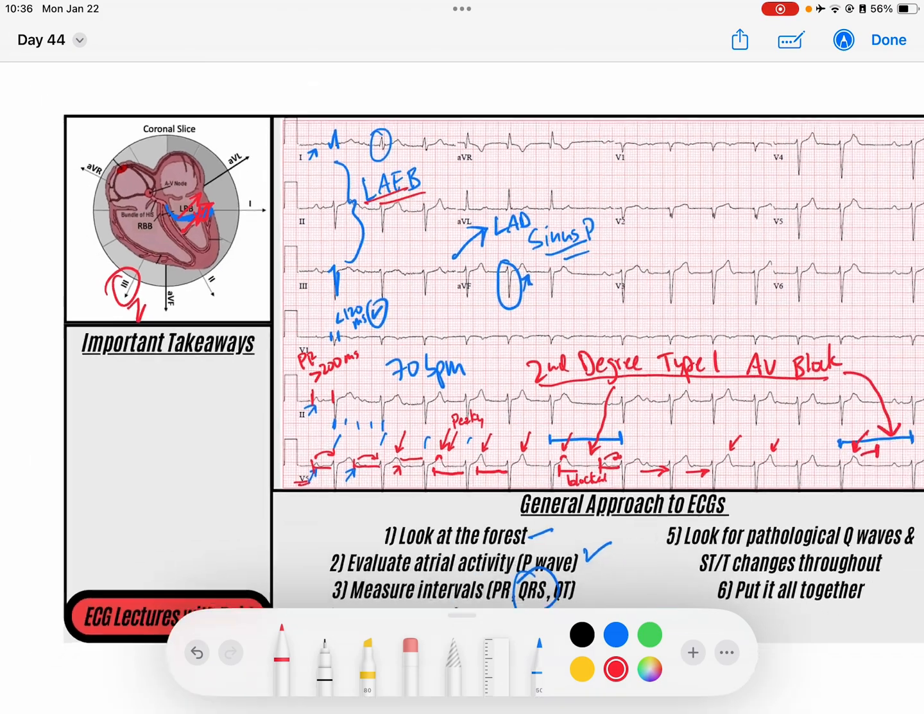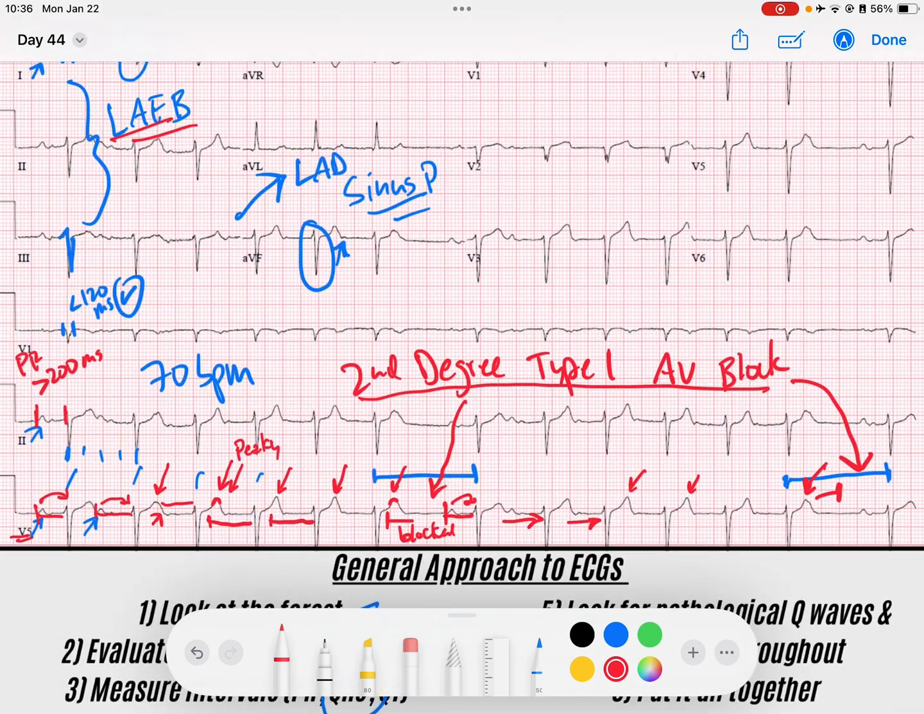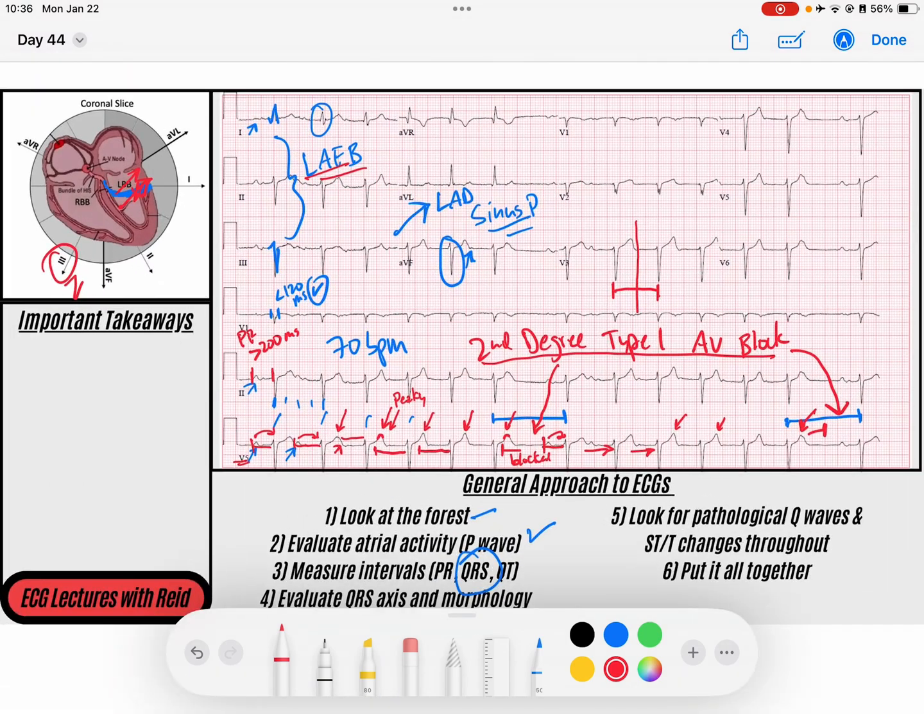The next thing we're going to look at is our QT interval. I like to just eyeball it. We go from QRS to QRS, and midway between, I want to make sure my T wave ends by the midway point, which it does, so I can eyeball and say my QT interval is appropriate. Let's put that all together. What is this EKG's diagnosis? We've got a sinus rhythm at a rate of 70 beats per minute. We've got a second degree type 1 AV block, or a Mobitz 1, and we've got a left anterior fascicular block.